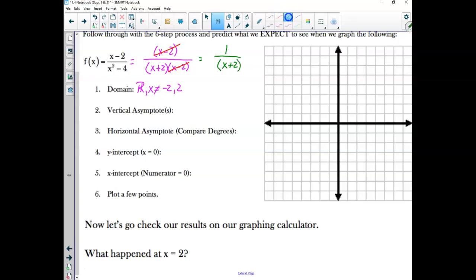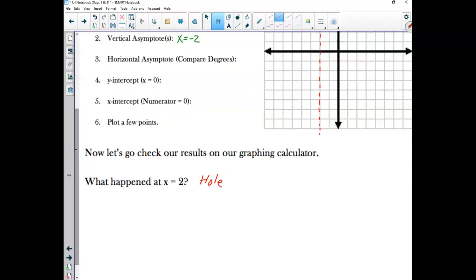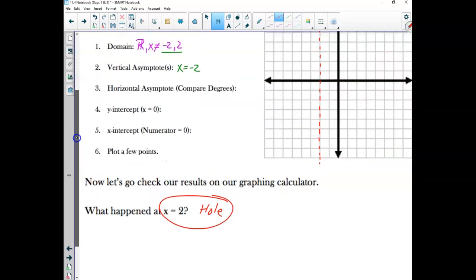All right? So now I'm going to look at my reduced fraction to find vertical asymptotes, because just because it's a restriction does not mean that it is going to be a vertical asymptote. I only have a vertical asymptote here at x equals -2. And so I'm going to graph that vertical asymptote at x equals -2. And you might be saying, okay, what's going on at that +2? Well, there's a hole at x equals 2. There's a hole here. Okay, and how do we find our hole?